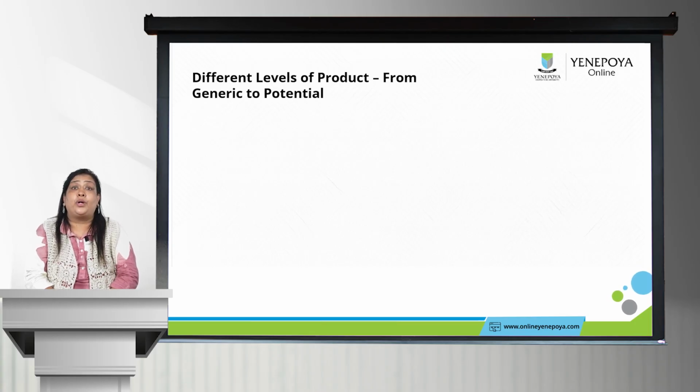That's because what you are buying is not just ink and plastic. It's all about something more valuable at different levels. And today we are going to explore exactly that: the five levels of a product, from generic to potential. Let's begin with this, the levels of a product.